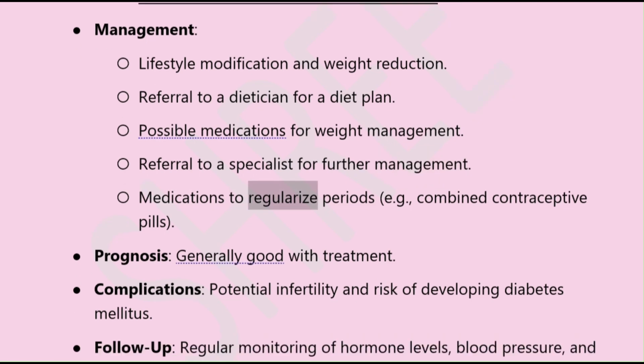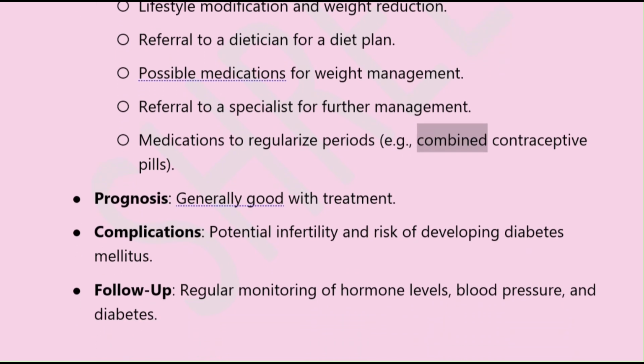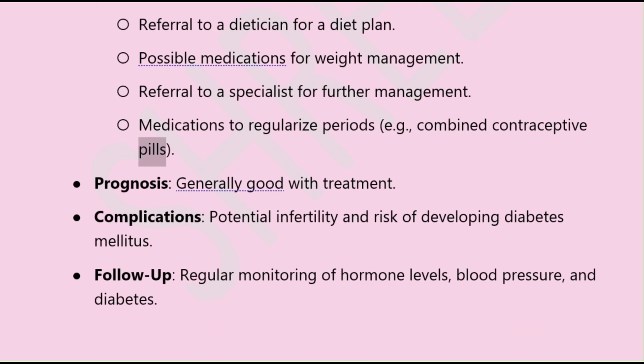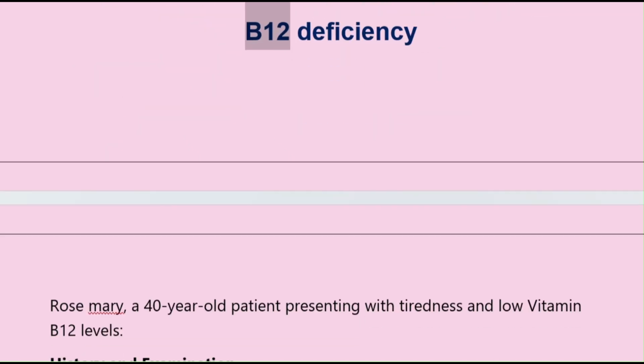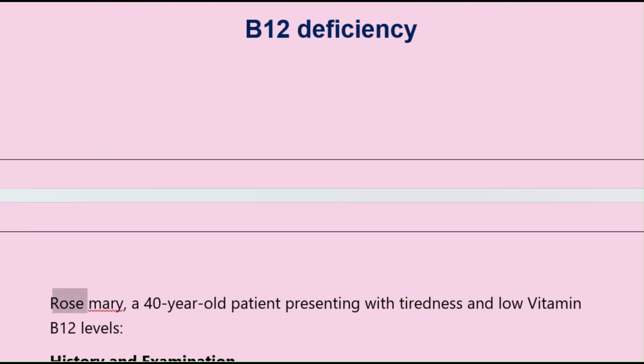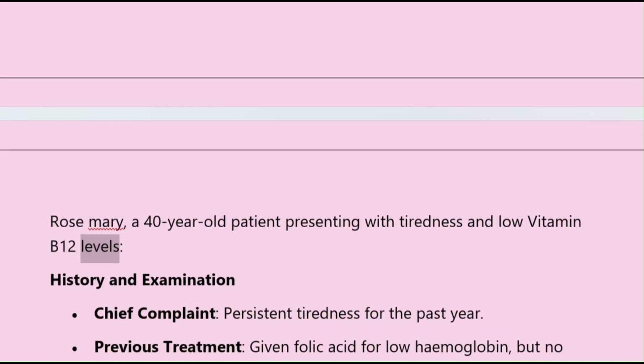Medications to regularize periods, e.g., combined contraceptive pills. Prognosis: generally good with treatment. Complications: potential infertility and risk of developing diabetes mellitus. Follow-up: regular monitoring of hormone levels, blood pressure, and diabetes. B12 deficiency. Rosemary, a 40-year-old patient presenting with tiredness and low vitamin B12 levels.